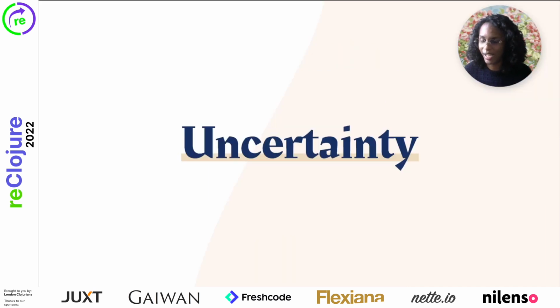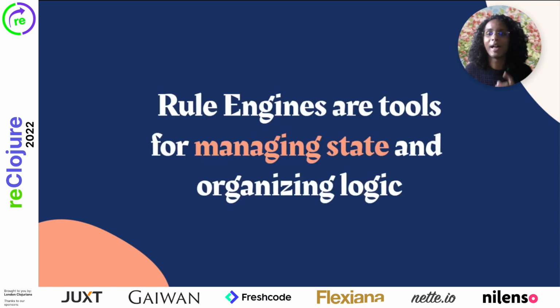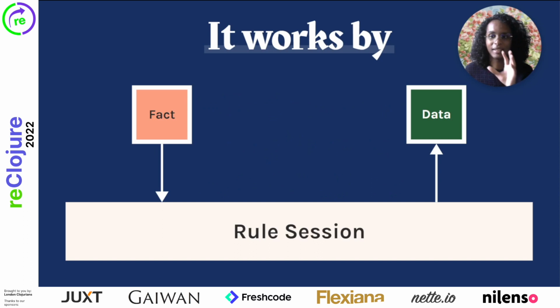And with all of this uncertainty, I turned to a rule engine. Rule engines are tools for managing state and organizing logic. It works by taking a set of facts and then inserting it into a rule session where some calculation and rules will run that can create new facts. And then we query that session to produce data. And we can use that data for visualization and creating charts, for example.